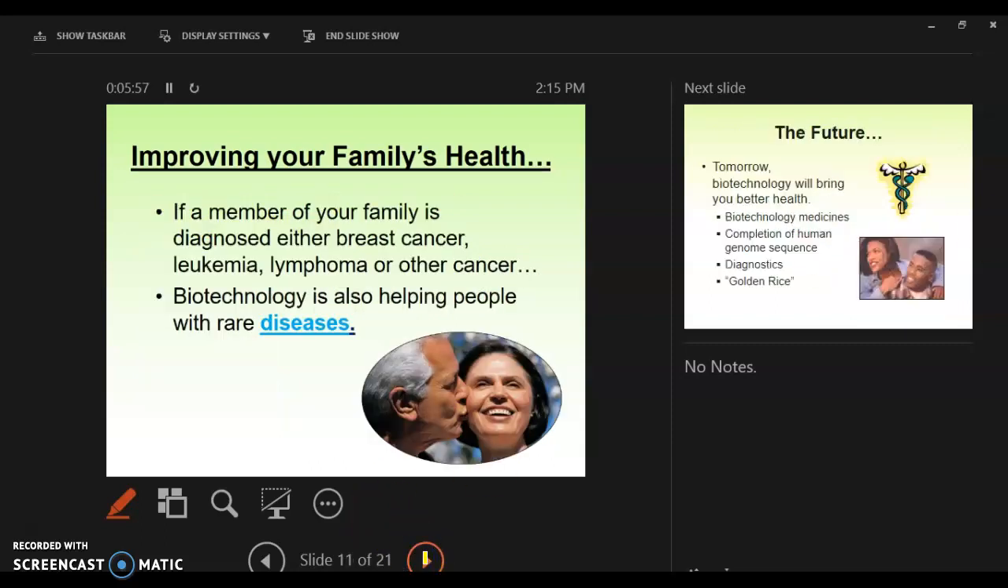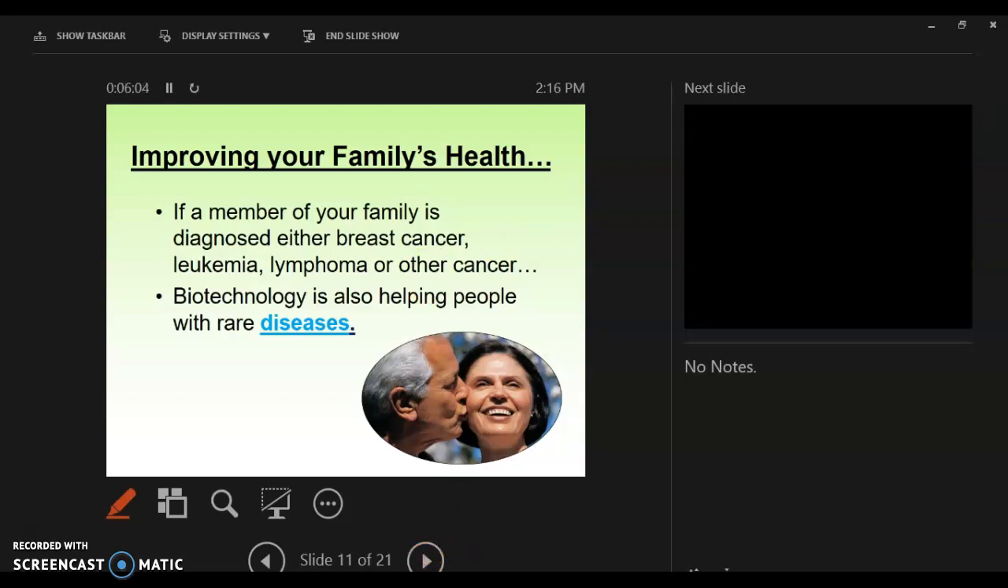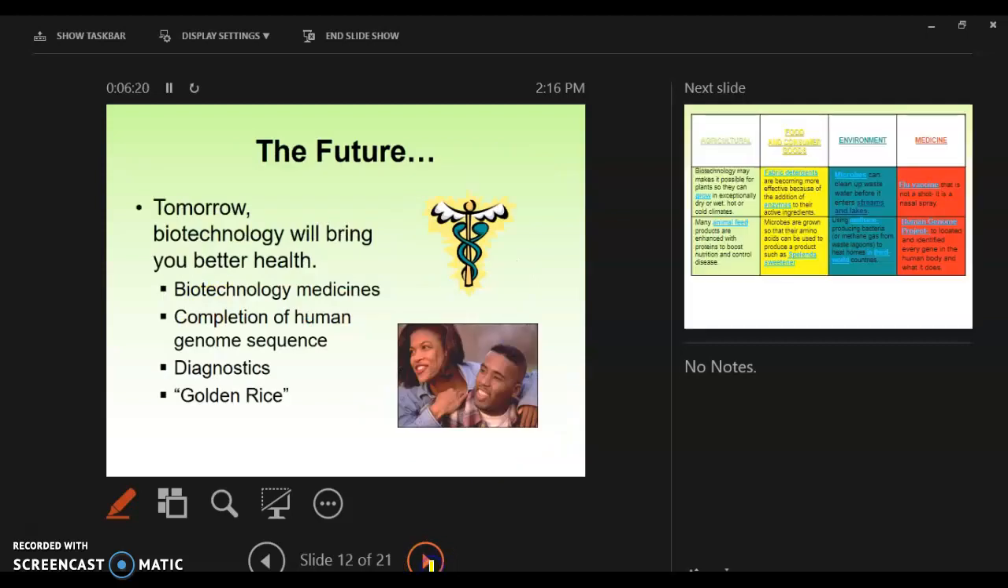Biotechnology is helping people with rare diseases. They are able to take genes and DNA from people, change those genes, and put them back in their bodies. It's helping people fight disease and improve their lives. So tomorrow, biotechnology will bring you better health. There's all this, and we will talk about this later.